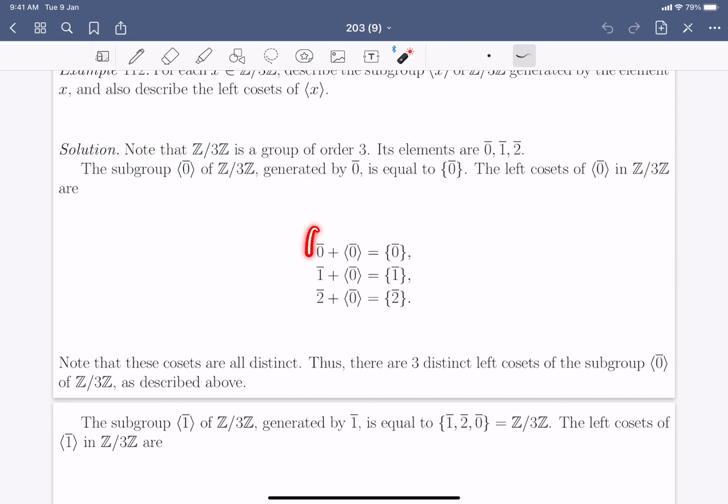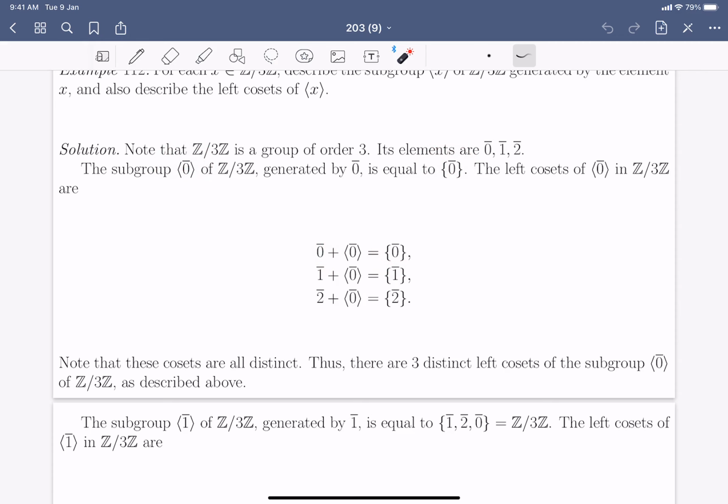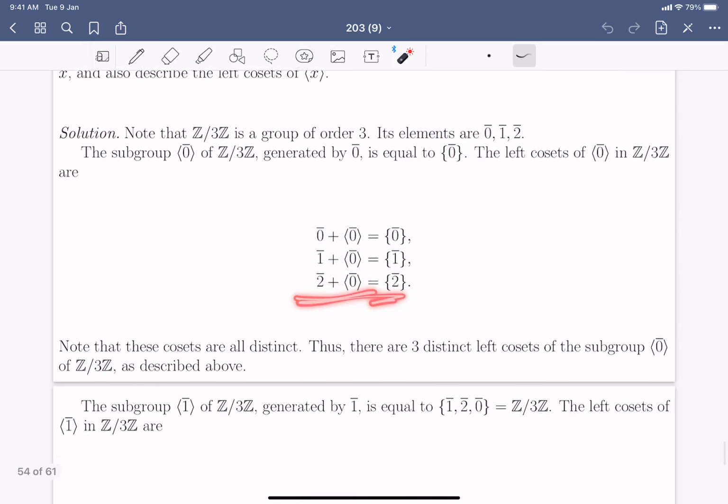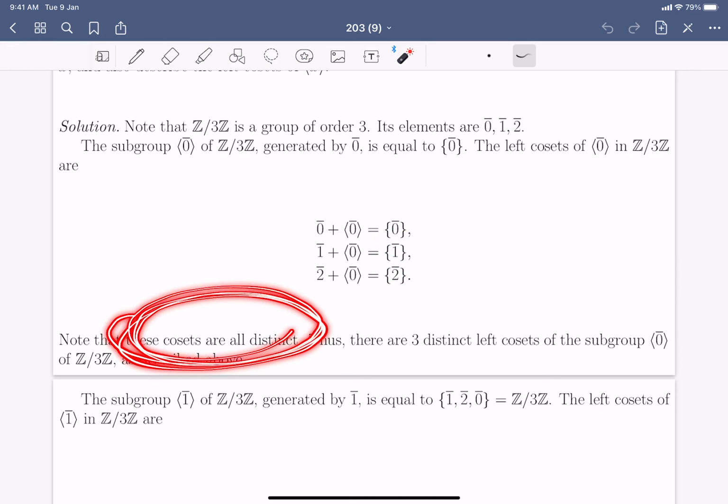Anyway, to this element 0 bar you have to add all elements of this subgroup, and there is only one element inside this subgroup, namely 0 bar. So you end up getting just 0 bar. To the element 1 bar you add 0 bar, so you get 1 bar. And similarly, 2 bar plus 0 bar is 2 bar. Now you have calculated all the cosets, and let's see whether they are the same or not. You see that they are singleton sets consisting of the distinct elements 0 bar, 1 bar, and 2 bar. So we observe that these cosets are all distinct.